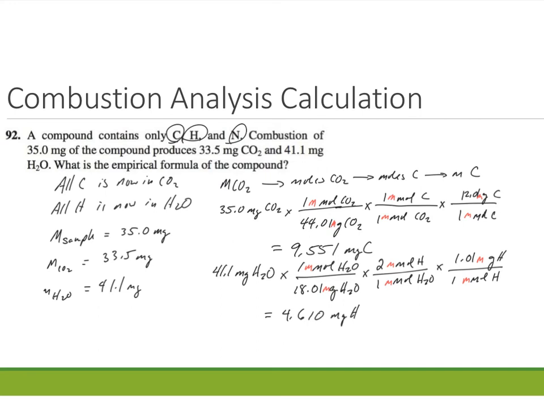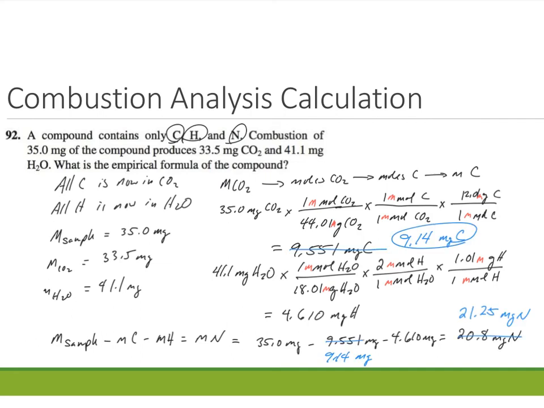I need to find out the mass of nitrogen. So the mass of the sample minus the mass of the carbon minus the mass of the hydrogen equals the mass of the nitrogen. So 35.0 milligrams minus 9.551 milligrams minus 4.610 milligrams gives me 20.8 milligrams of nitrogen. So now I've got the mass of the carbon, the mass of the hydrogen, and the mass of the nitrogen. Now I can turn those masses into moles.